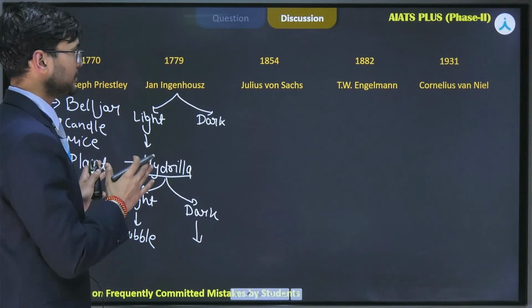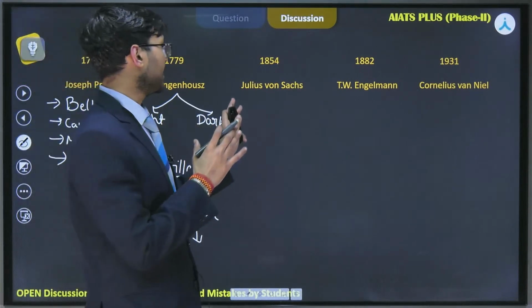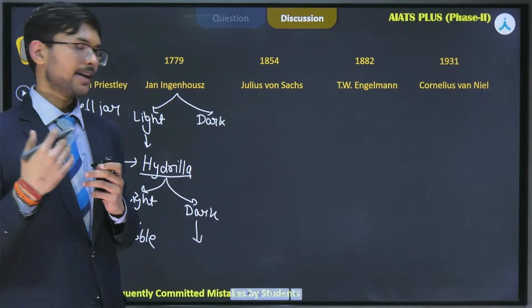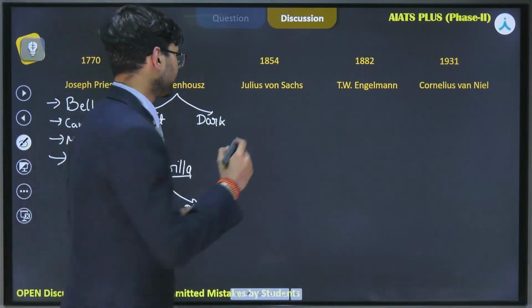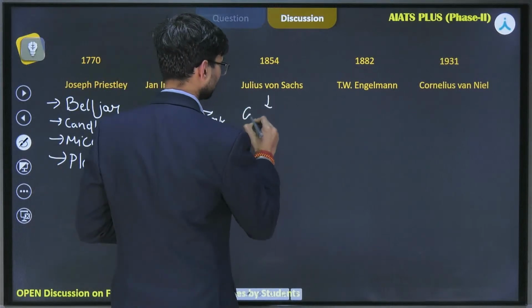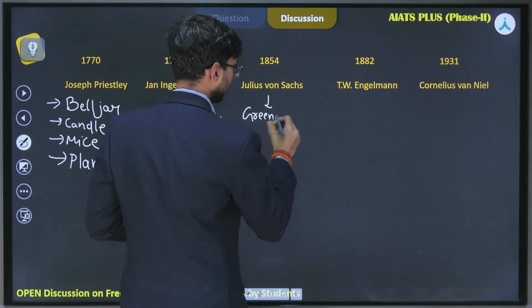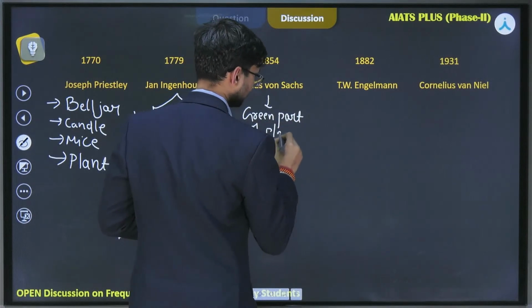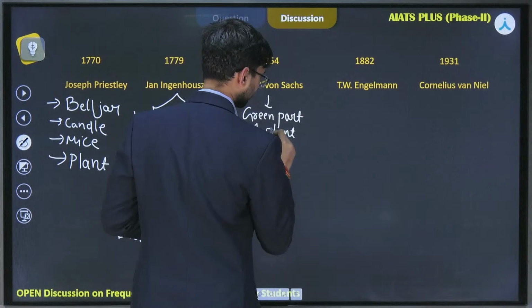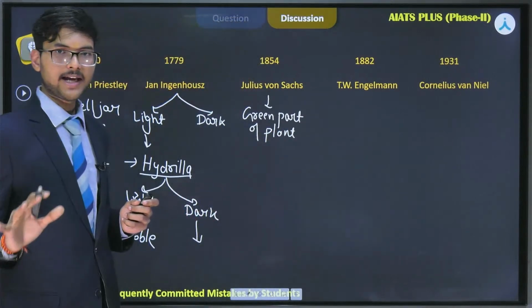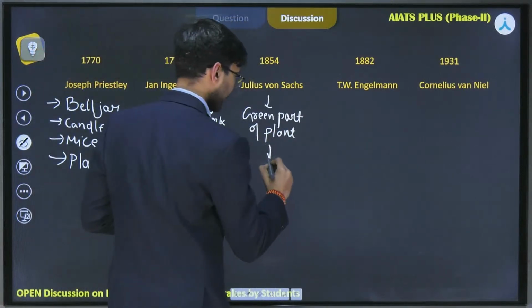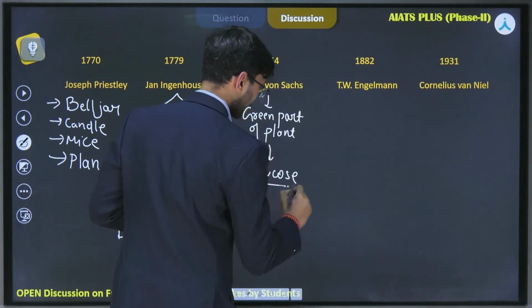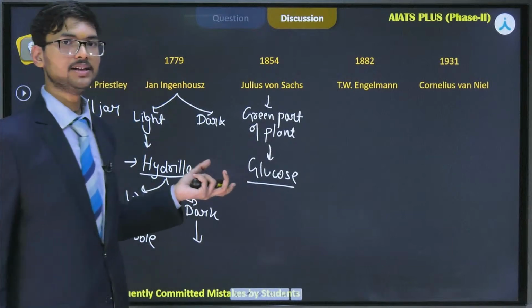After Jan Ingenhousz came Julius von Sachs, and in approximately the year 1854, he said that the green part of the plant was able to synthesize glucose. So the green part was responsible for production of glucose. That was his experimental proof.